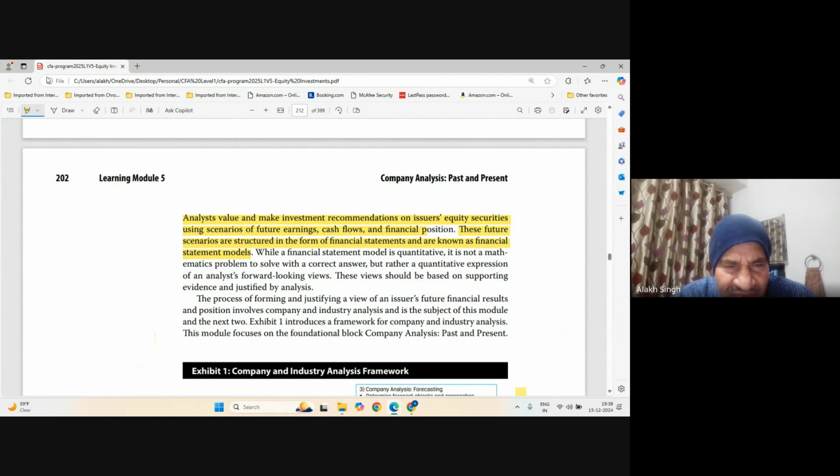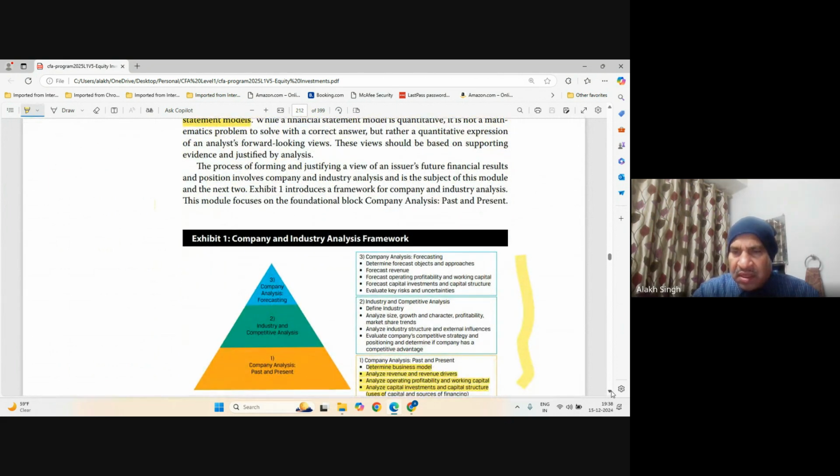These future scenarios are structured in the form of financial statements. These are the three financial statements: income statement, cash flow statement, and balance sheet. You will have the value of those statements under different scenarios, and these are known as financial statement models. Why are they financial statement models? Because they give all the detailed information.